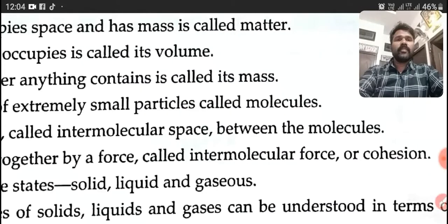Solid, example, a book. Liquid, example, water. Gaseous, example, air.